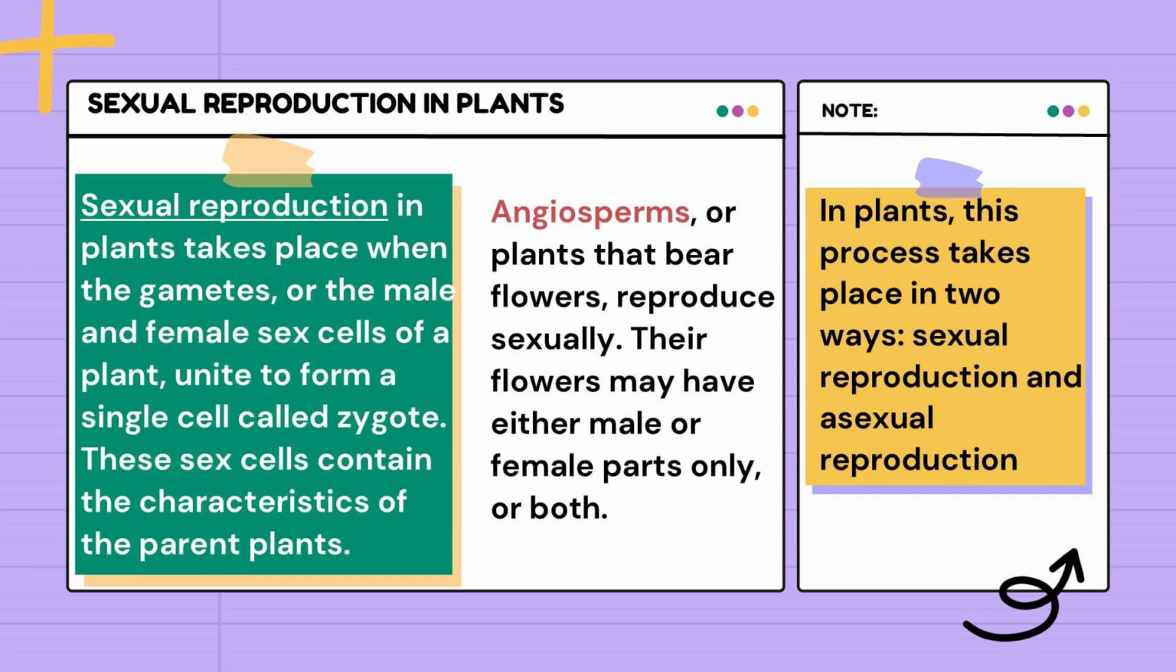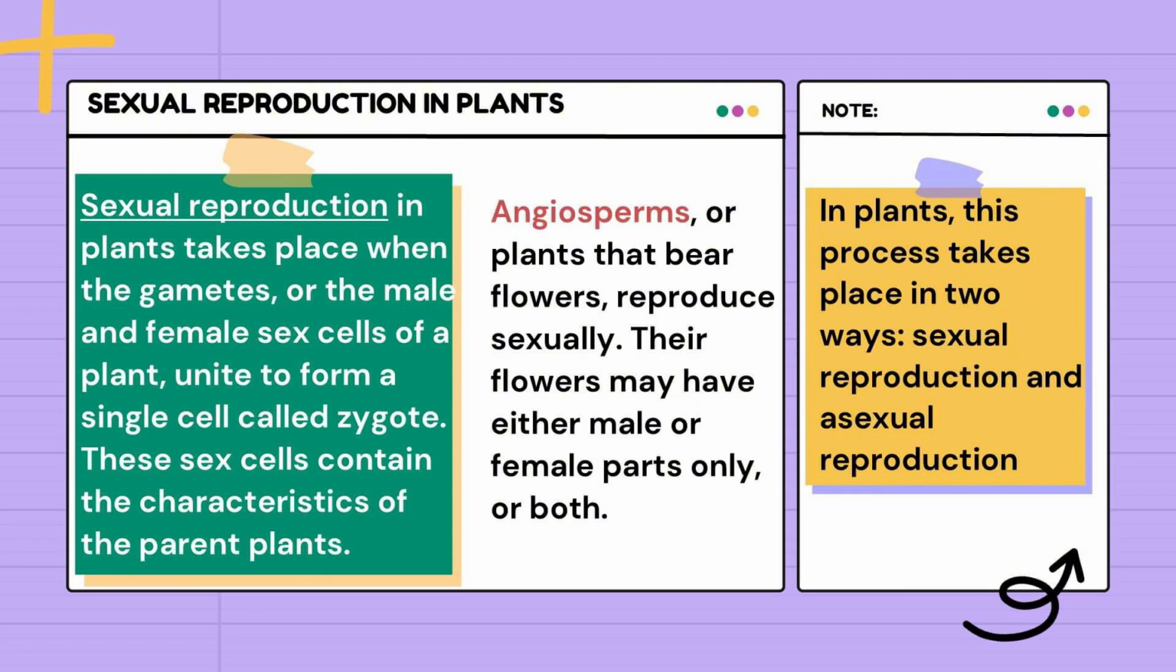So, yung plants pala, nag-undergo din pala ng sexual reproduction. Hindi lang pala humans, hindi lang pala animals, even the plants. And they also use gametes. Meron din silang sarili nilang egg and sperm, pero hindi siya syempre katulad ng sa atin, okay? So, yung mga plants po na nag-undergo ng sexual reproduction, ang tawag po sa kanila ay angiosperms. They are the plants that bear flowers and reproduce sexually. Their flowers may have either male or female parts only, or both.